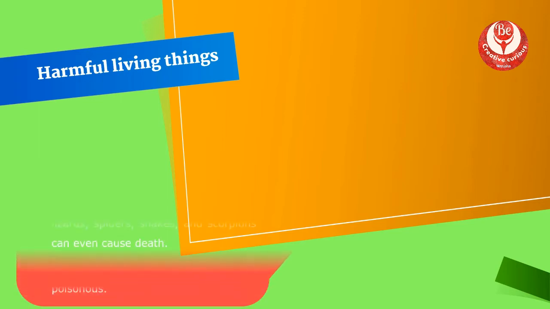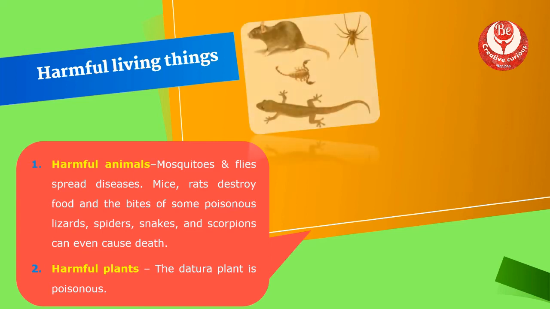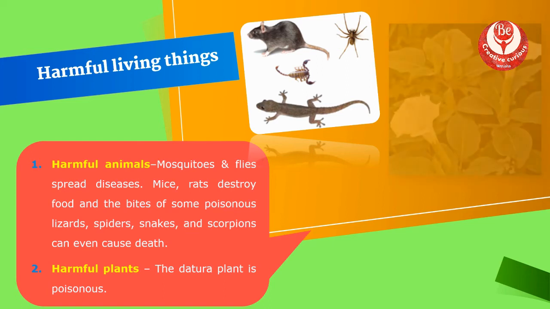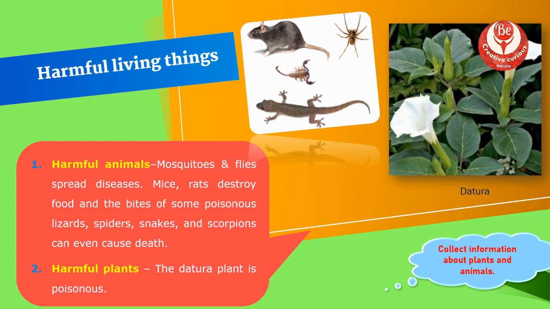Harmful living things. Harmful animals. Mosquitoes and flies spread diseases. Mice and rats destroy food, and the bite of some poisonous lizards, spiders, snakes, and scorpions can even cause death. Harmful plants. The Dhatura plant is poisonous. Collect some information about harmful plants and animals.